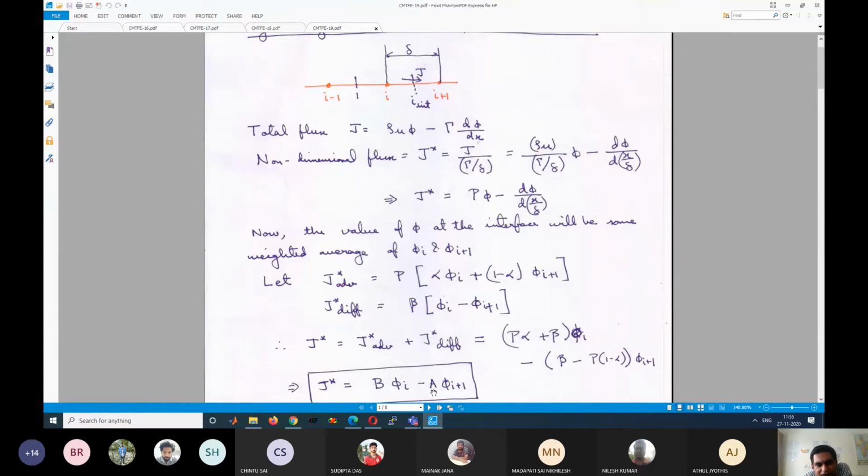equal to b phi I minus a phi I plus 1. This b is a function of Peclet number and a is also a function of Peclet number p. Now when I reverse the coordinate direction, we write as some new b, b new phi I plus 1 minus a new phi I, because the weightage of b and a should change because now the coordinate direction has changed.